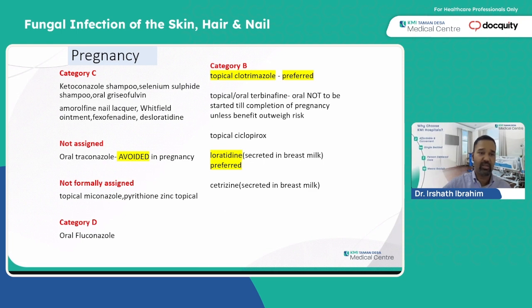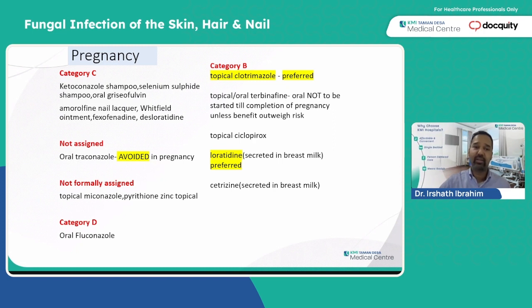Sorry for the misspelling. Miconazole is not formally assigned, but falls under the same category as clotrimazole. It's just that it's not formally assigned. Oral fluconazole, definitely not. Topical clotrimazole is preferred in pregnancy. Topical and oral terbinafine is also in category B, but it's preferred that it be started after completion of pregnancy. Cyclopirox is also category B.